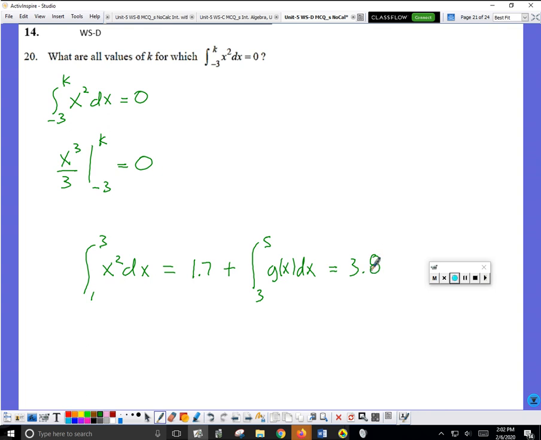Yeah, this doesn't make any sense. The integral from 1 to 3 of x squared does not equal 3.8. This integral equals 1.7. This equation says this integral equals 3.8, which is false. So that's a really bad use of the equal sign. So, question? Don't do that.